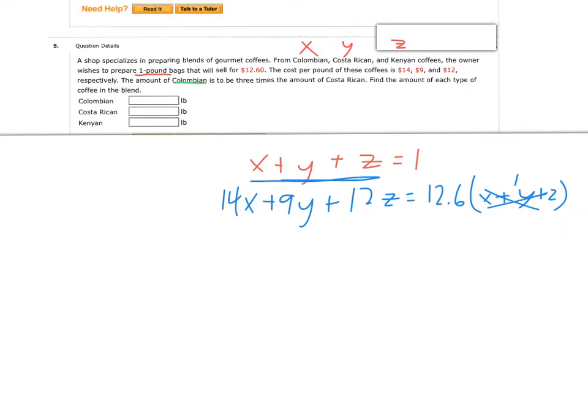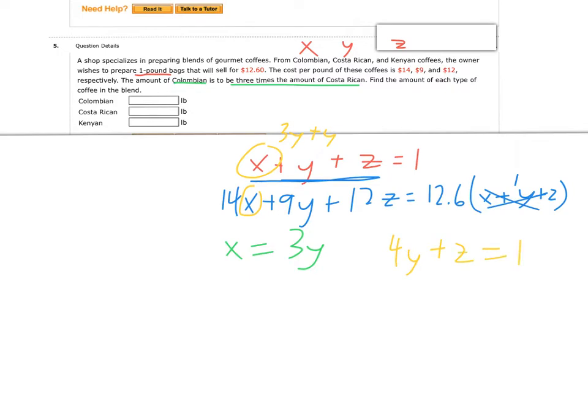It says Colombian, which is x, is 3 times the amount of Costa Rican. So that's going to be x equals 3y here, because the Colombian is more. We have to multiply the Costa Rican by 3 to get to the Colombian. So I'm going to start with a substitution to get it down to 2 variables. I can take out these x's and put in 3y every time I see that. So this first one will be 3y plus y. So I'm going to write that as 4y plus z equals 1.